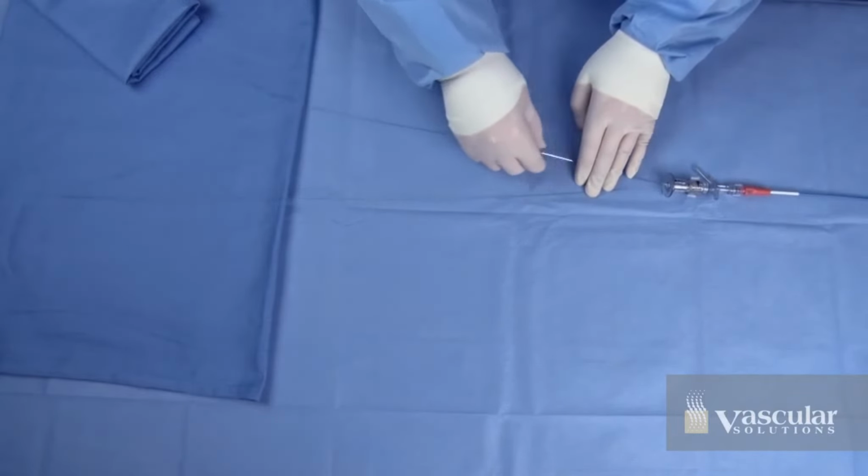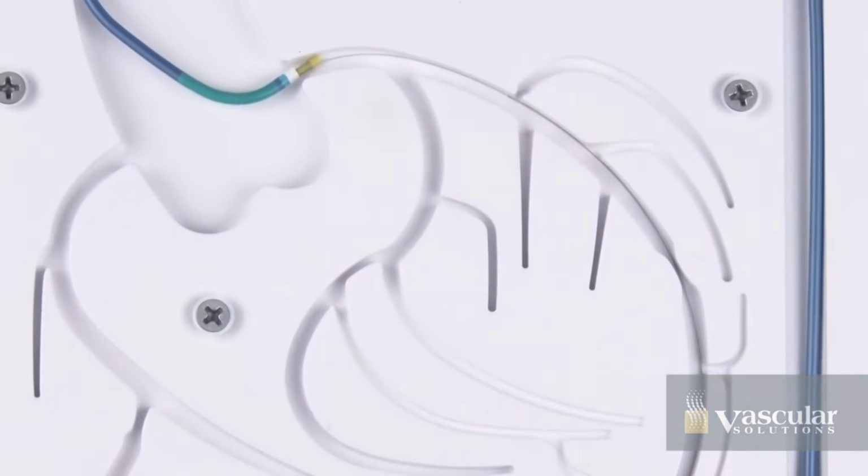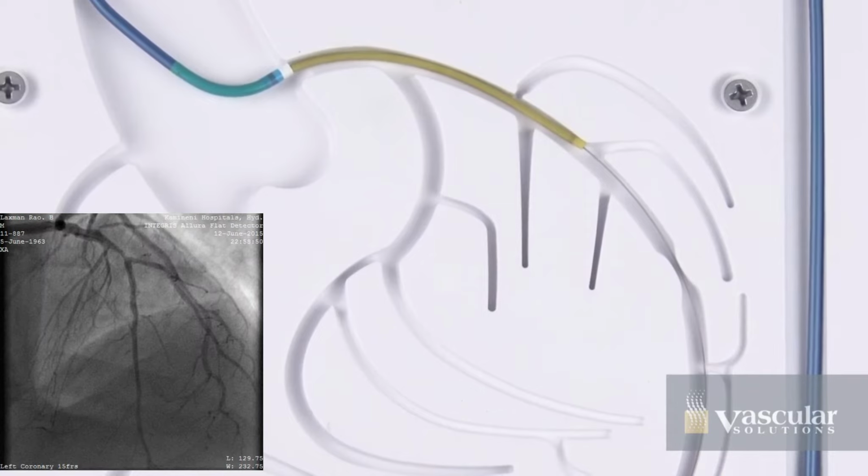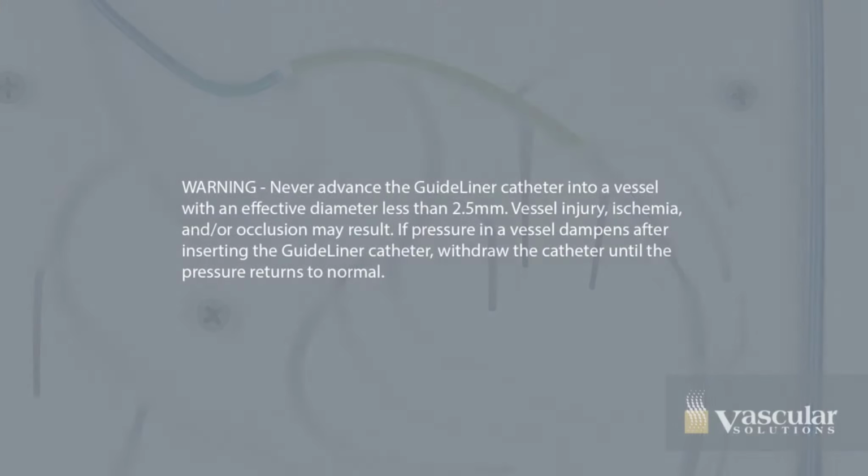Under fluoroscopy, advance the GuideLiner catheter beyond the distal tip of the guide catheter and into the desired location. Using fluoroscopy, confirm the desired position of the GuideLiner catheter in the vessel.